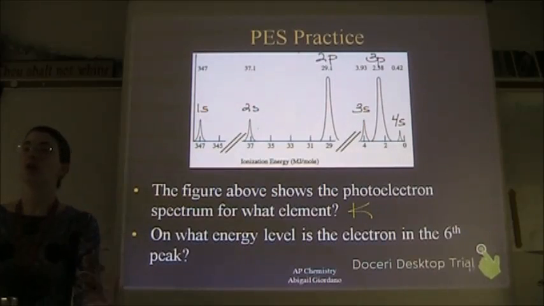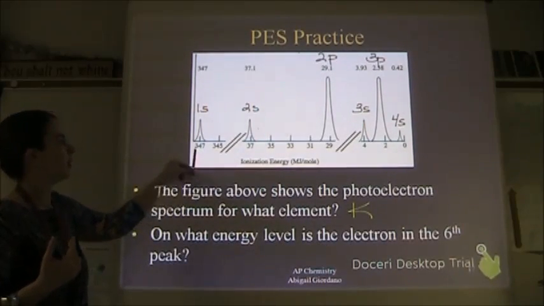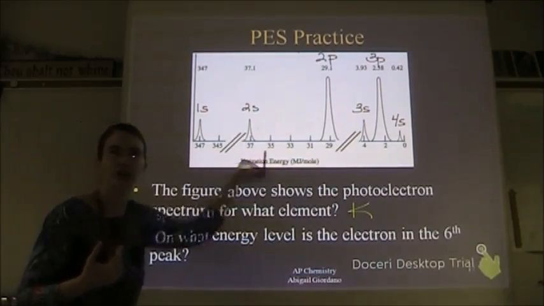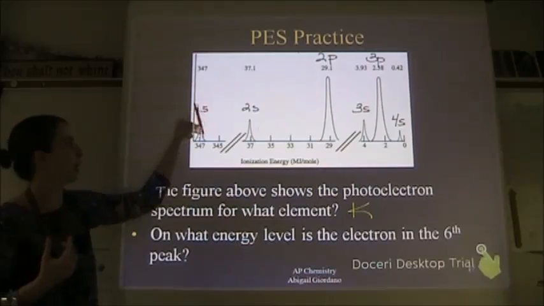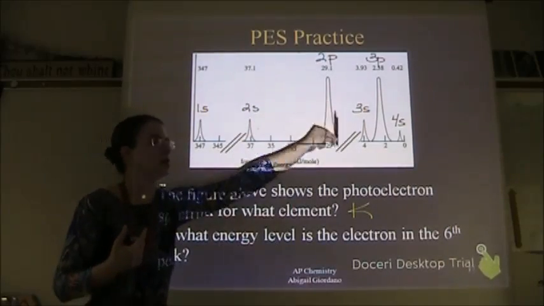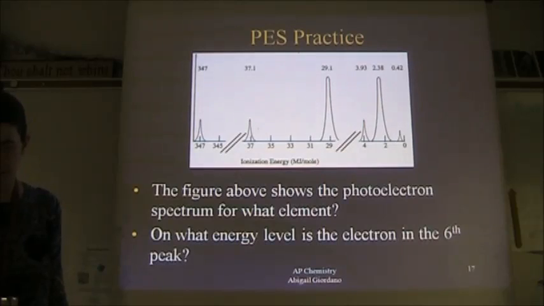Okay? But the take-home message here is, guys, we always read them from the highest ionization energy to the lowest. And think about how electron configurations go: 1s, 1s, 2s, 2p, etc., etc., etc. Okay.